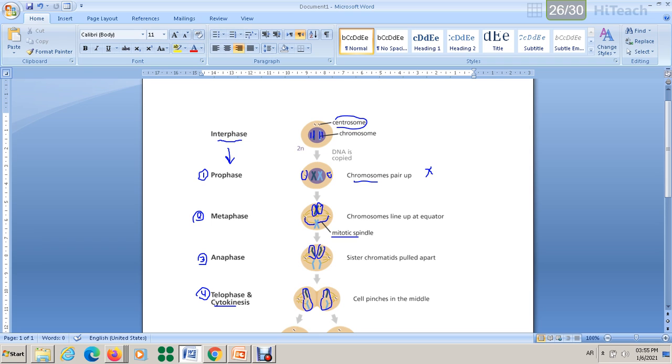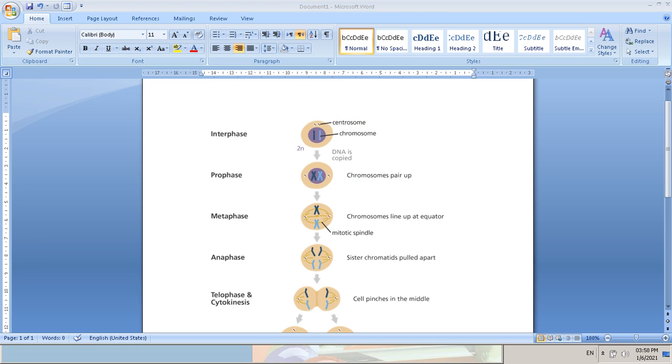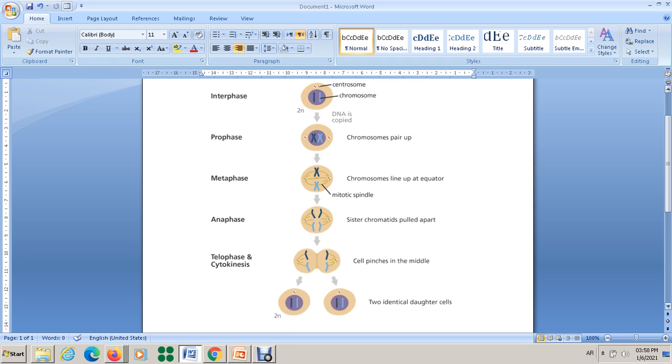At the end of telophase, cytokinesis starts. Cytokinesis is the division of the cytoplasm, and here two cells will be produced, as you see. Each cell is identical to the original cell we started with. Look how they are the same.